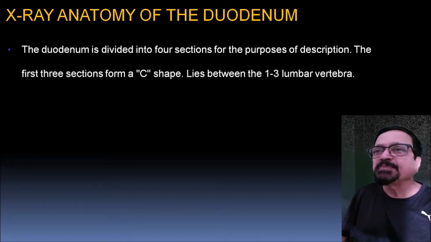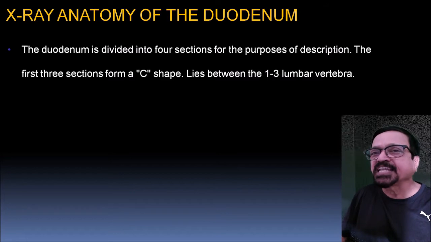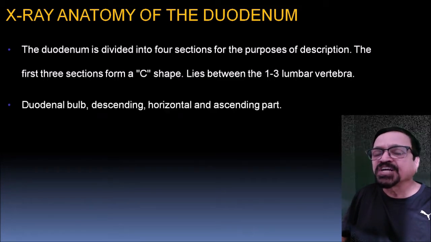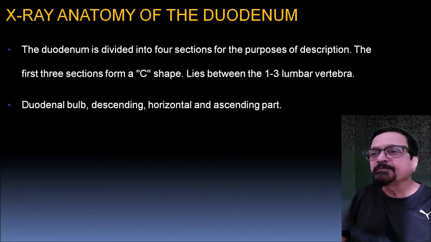Let's come now to the duodenum. The X-ray anatomy of the duodenum is the first thing to be seen. The duodenum is divided into 4 sections for the purpose of description. The first 3 sections form the C loop of the duodenum and lie between the L1 and L3 vertebral bodies. The duodenal bulb descends, goes horizontal, and then ascends.